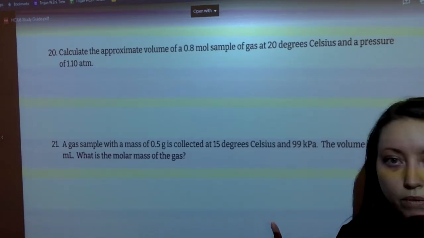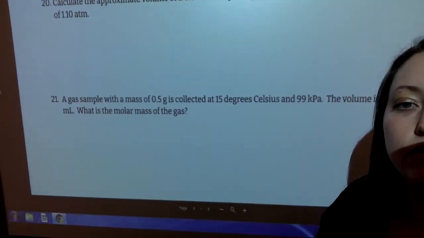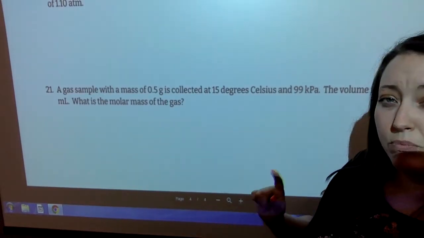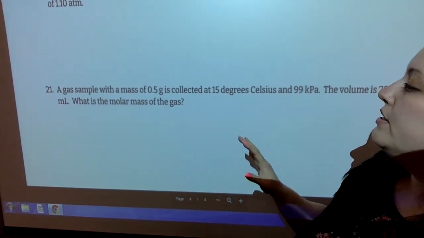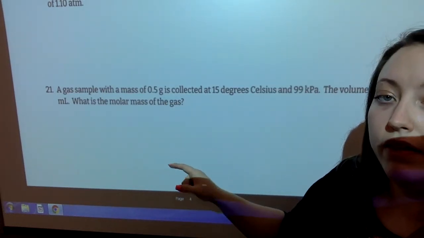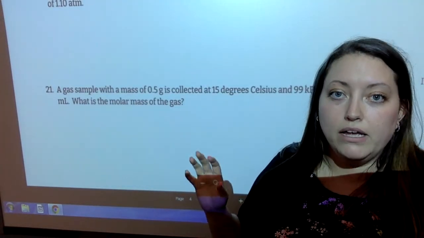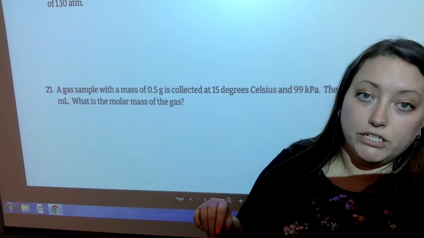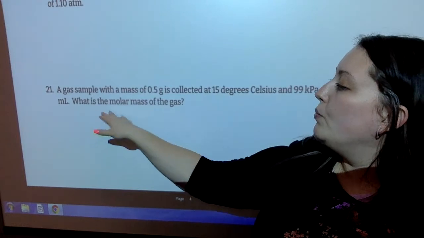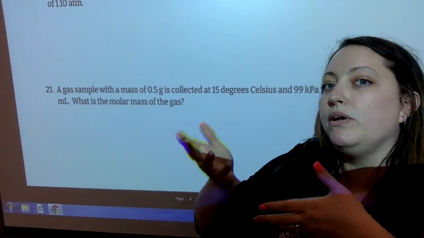Let's do 21 because 21 is more difficult than number 20. So let's go ahead and just scroll this down here a little bit. The thing about number 21 that's more difficult is what you're solving for. This one's asking you the molar mass of the gas. This is just like number 3 on the ideal gas law example video that I did, and it's also just like number 3 on the practice sheet for ideal gas law. So this one, we're solving for n, right? Because n is moles, and from moles, we know we can find the molar mass.